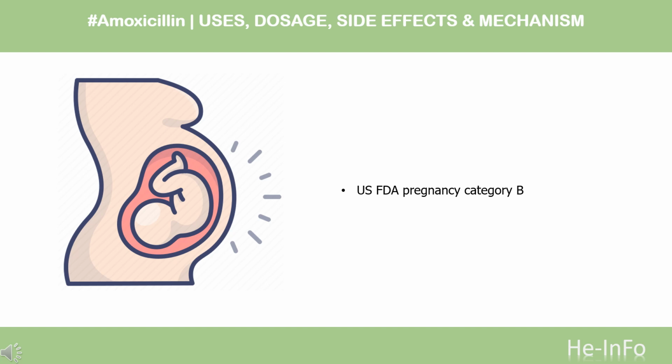Safety advice. Amoxicillin is assigned to pregnancy category B. Animal reproduction studies have failed to demonstrate a risk to the fetus, and there are no adequate and well-controlled studies in pregnant women by the U.S. Food and Drug Administration, FDA.